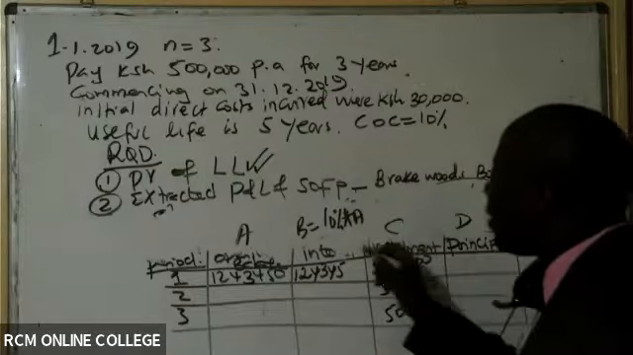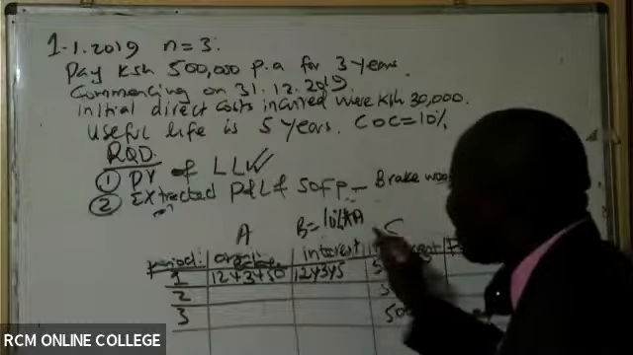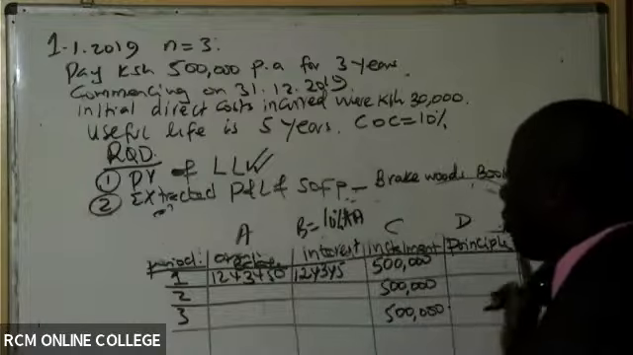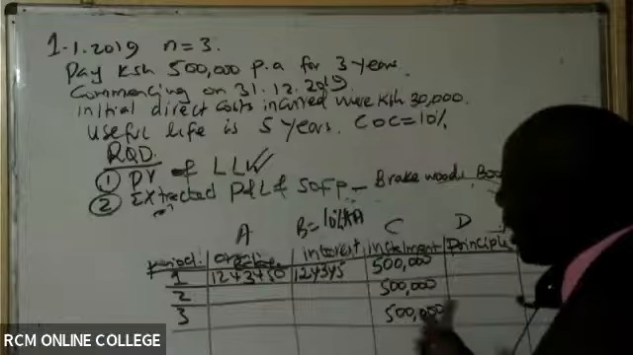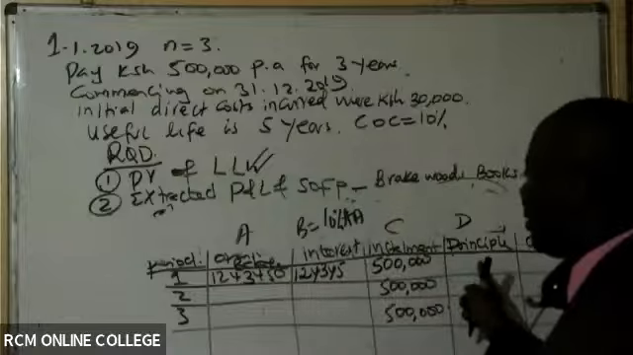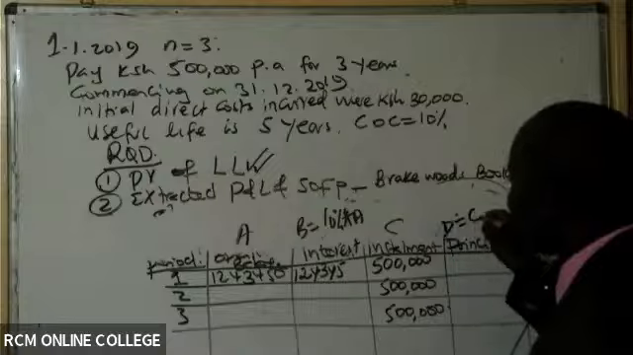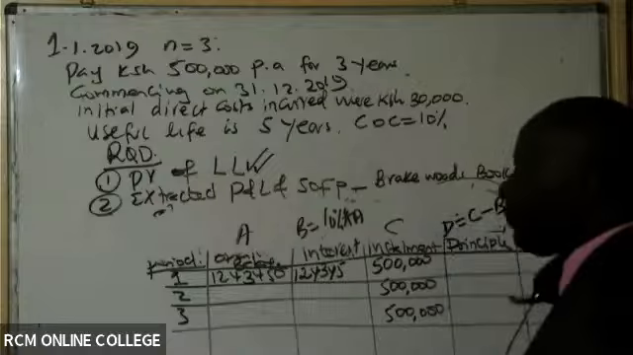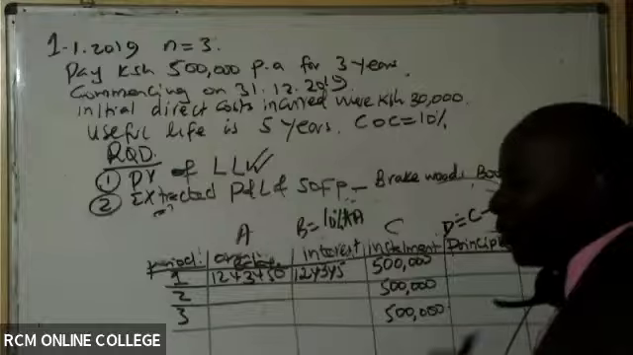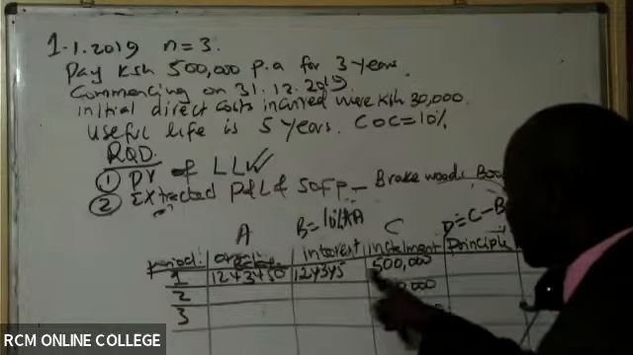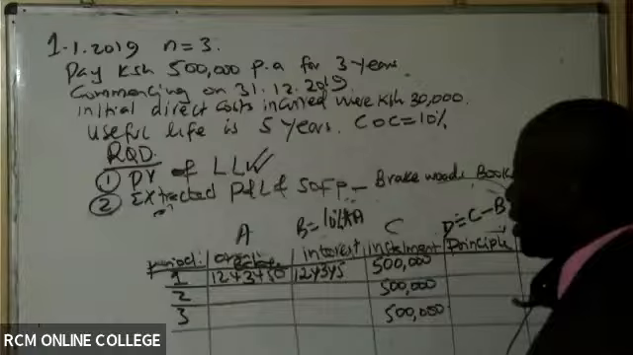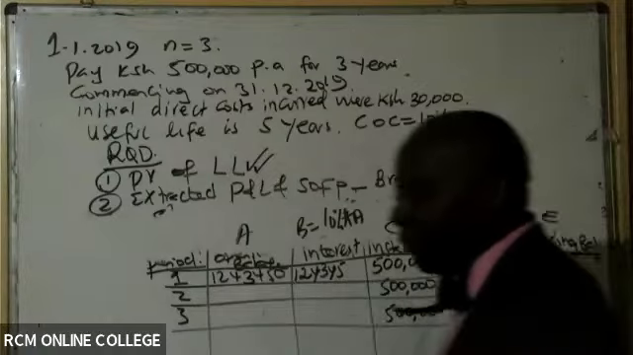Who is able to remember how to get the principal? Remember the installment that you pay has two components. The installment covers the interest and it covers the principal. So anytime you want to get the principal D, you simply take the installment and subtract B, the interest. So it is 500,000 minus this 124,345.